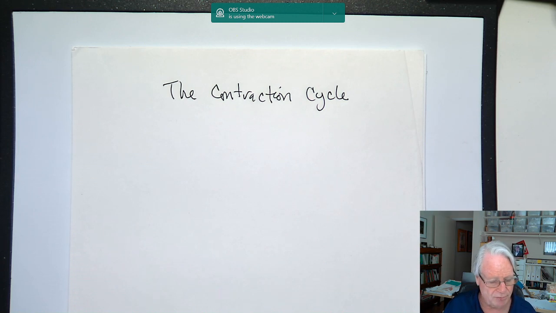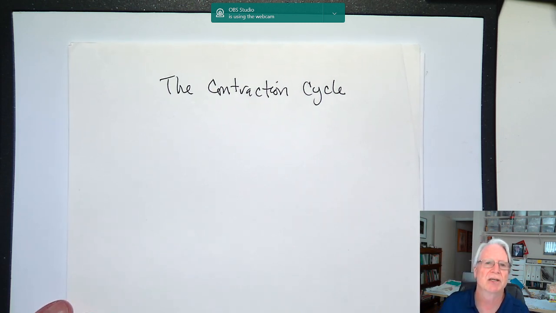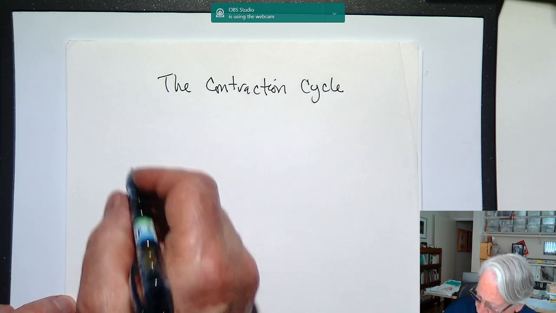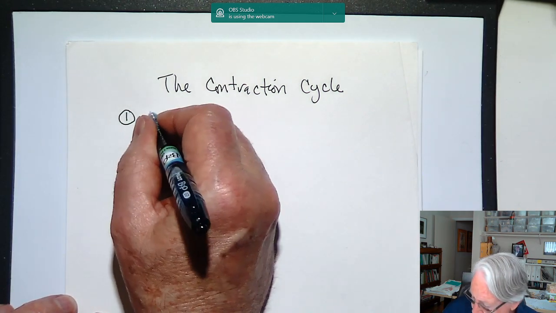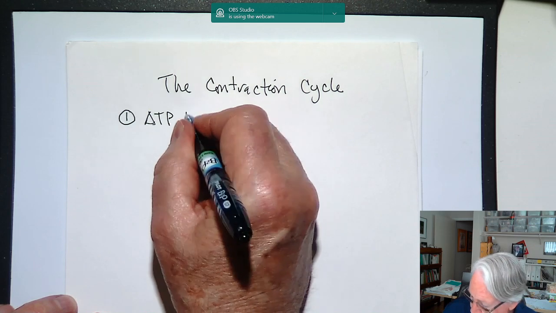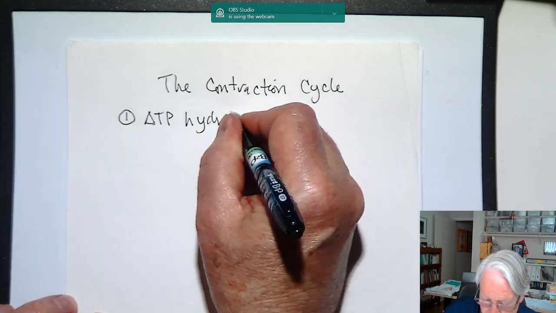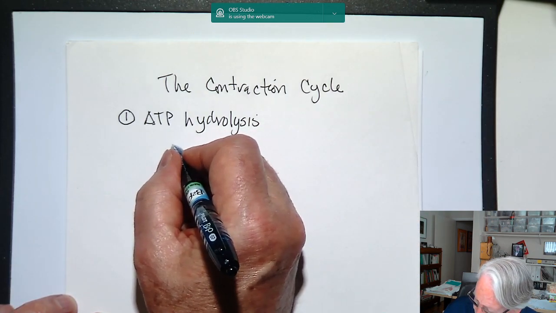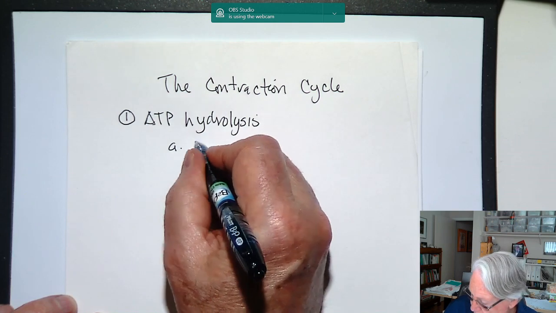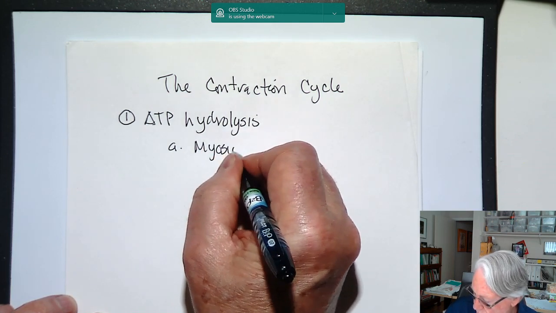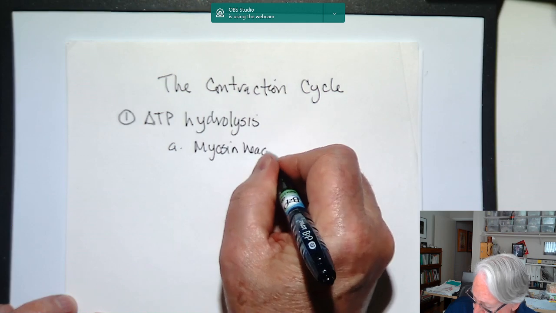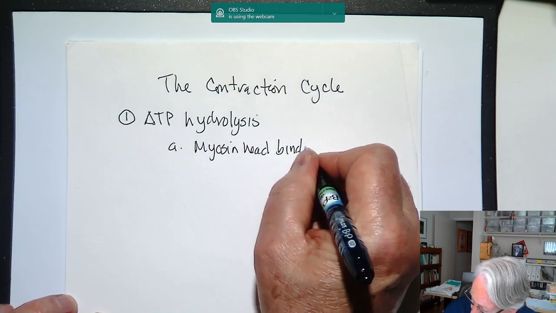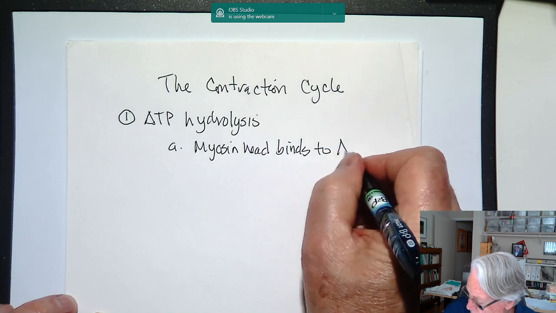Okay, so let's start with the contraction cycle. And we'll simply put down in words what that cycle is, and then we'll use a drawing to illustrate that cycle. So the first step, number 1, ATP hydrolysis. And that includes the following steps. A, myosin head binds to ATP.